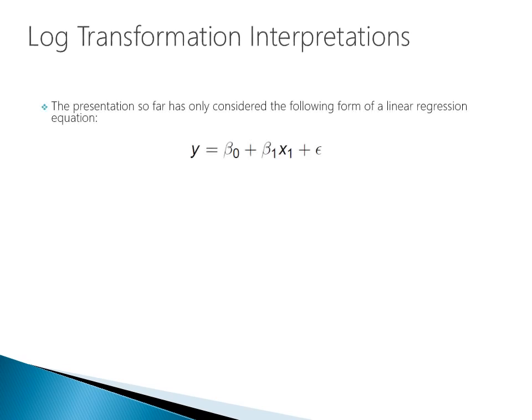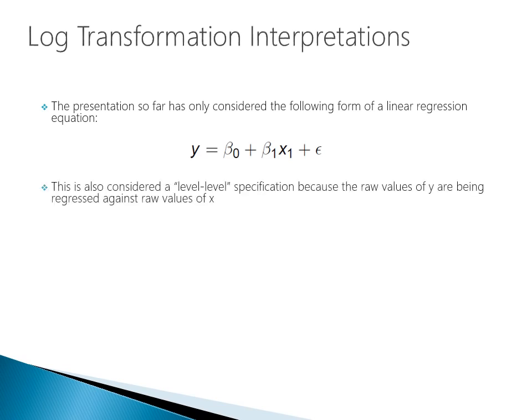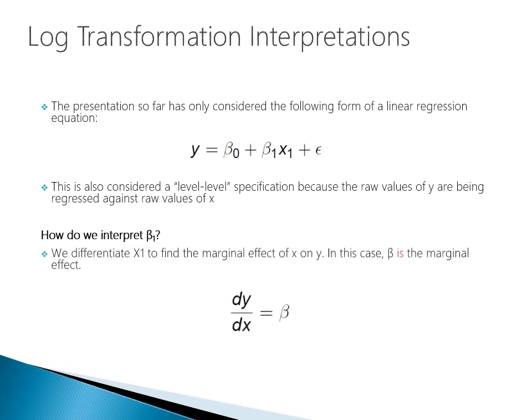The presentation so far has really only considered the following form of a linear regression equation. Okay, and this is our simple regression equation from earlier. This is also considered what is called a level-level specification because the raw values of y are being regressed against raw values of x. In this example, how do we interpret what beta 1 is representing? Well, if we differentiate with respect to x1 to find the marginal effect of x on y, in this case, beta 1 is the marginal effect.